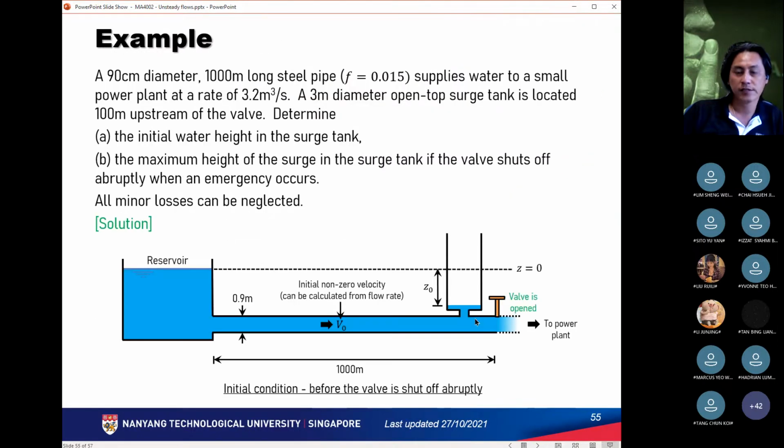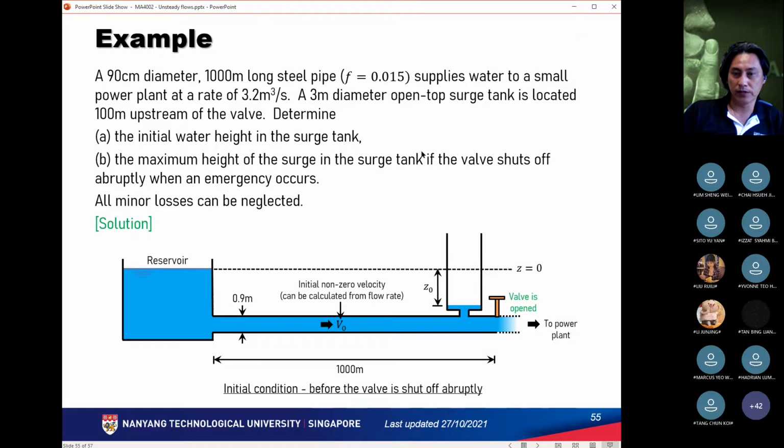Let's say we have a 90 cm diameter, 1,000 meter long steel pipe with a friction coefficient or friction factor of 0.015. It's shown schematically here. So this is the pipe. This pipe supplies water from a reservoir to a small power station at a rate of 3.2 meter cube per second. And what we have here is a 3 meter diameter, open top surge tank. This surge tank is located 100 meters upstream of the valve.